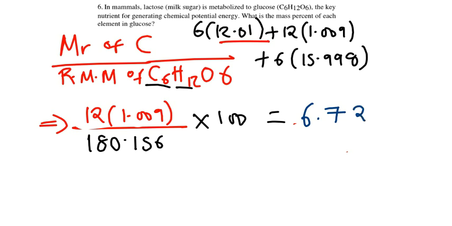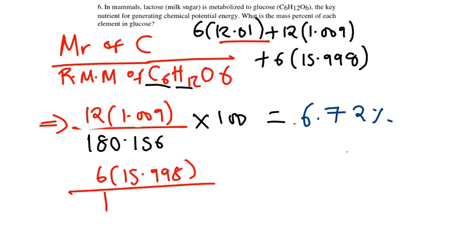And then for the last one, which is oxygen, it will be 6 times 15.998 over the same 180.156. Six multiplied by 15.998 divided by 180.156. That's giving me something like 53. How is it 53?